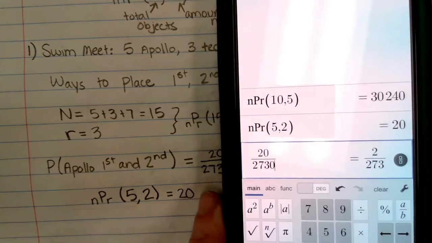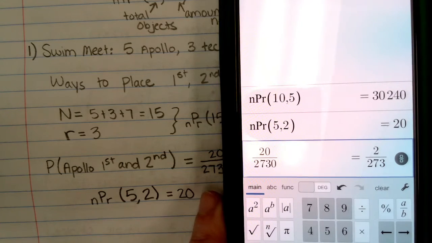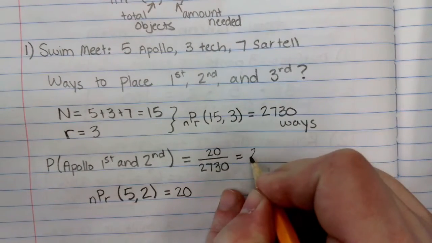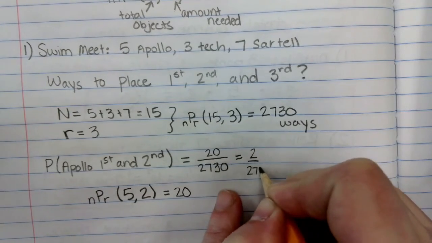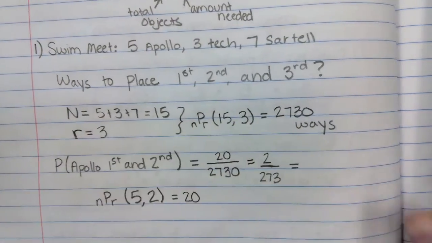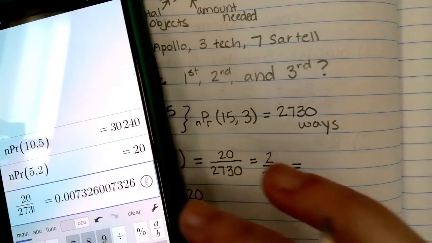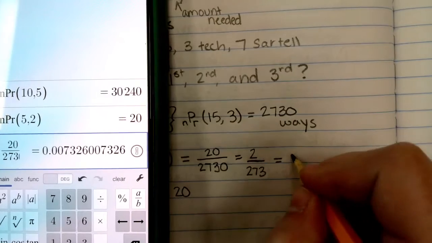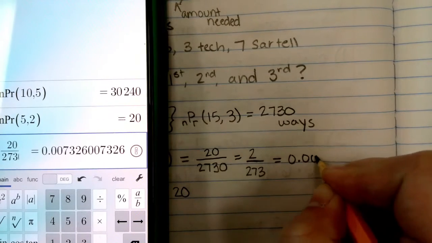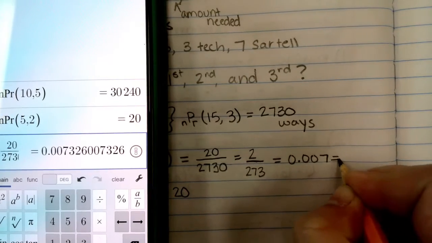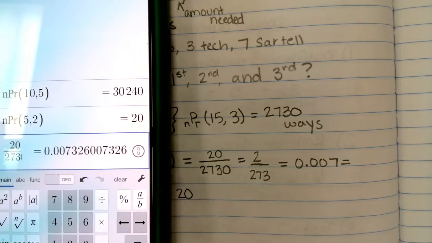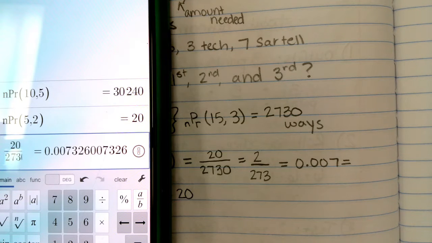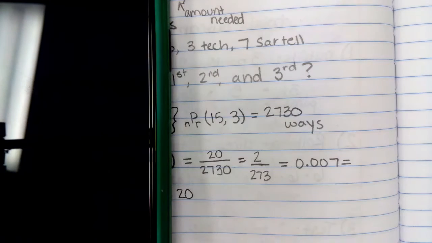Okay, as a decimal, 0.007. So about what percent is 0.007? If you think about what's in the space, 2 spaces after the decimal would be 0. So 0%, or would we round up to 1%? 1, because the 0.7 would tell us to round up to 1. So about a 1% chance if it's random.